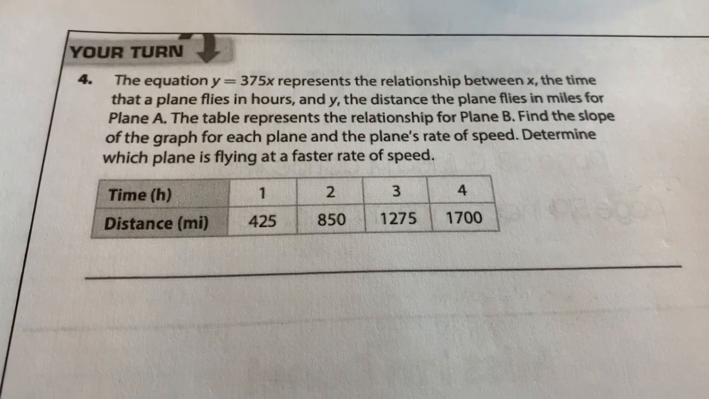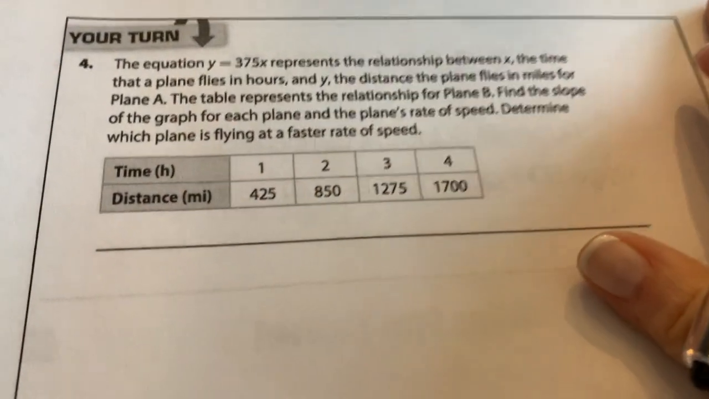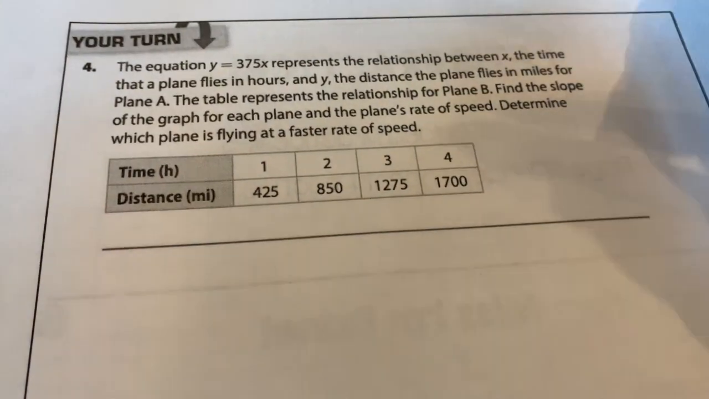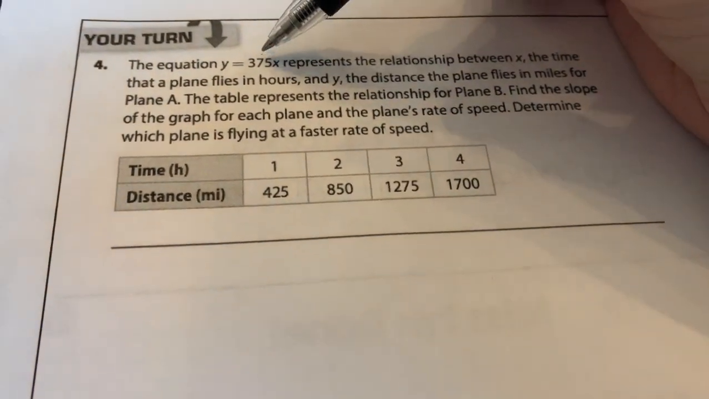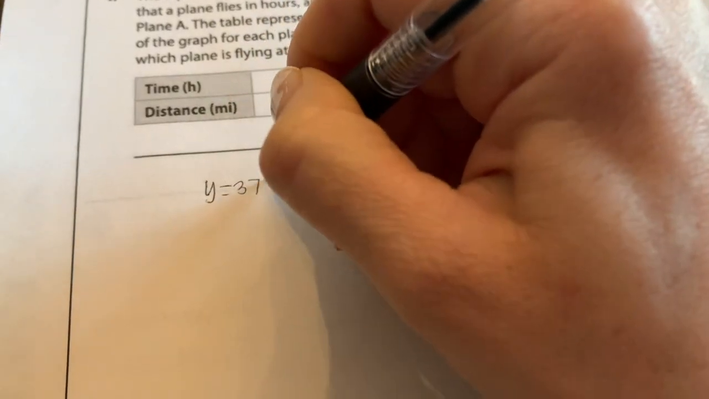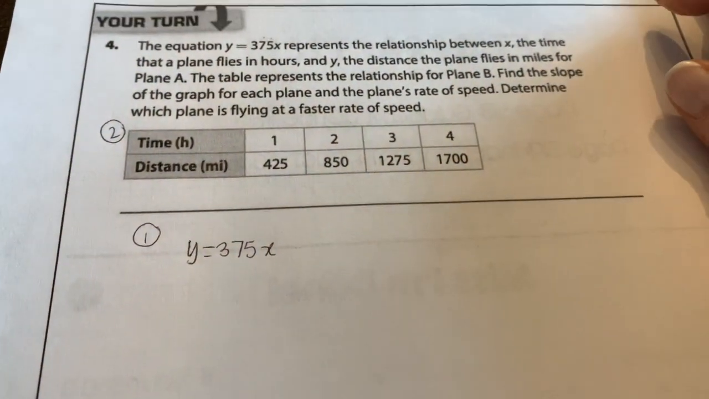Okay, guys, the final question. We're going to do exactly what we just did in that previous problem. We're going to compare the rates. We have an equation, y equals 375x. Okay, that's our first one. And our second one is represented here in this table.